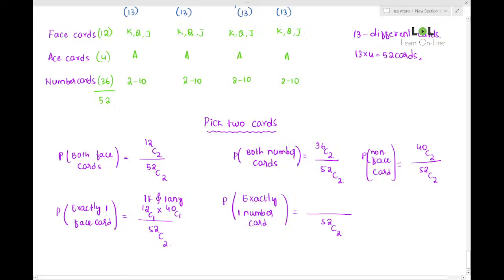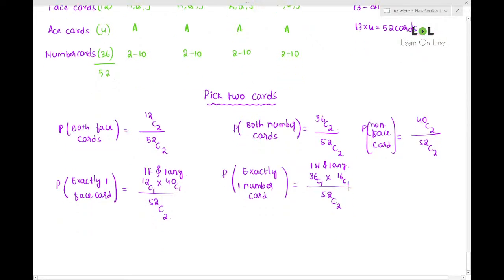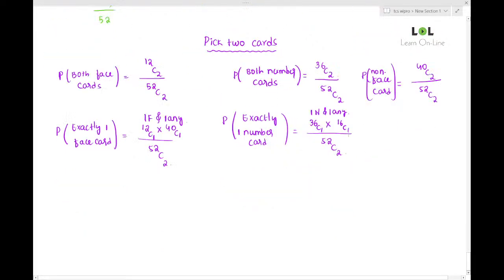You need one number card and one any other. Number cards are 36. I need one among them. I need 36C1. And means multiplication. One any other card means the other card we can get from face cards and ace cards. Totally how many are there? 16 are there. From them I need one. My answer is 16C1. That will be my final answer.